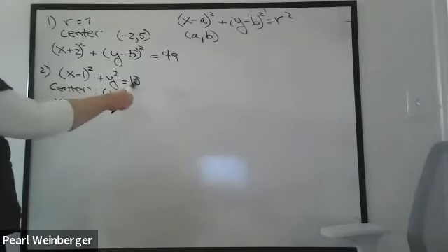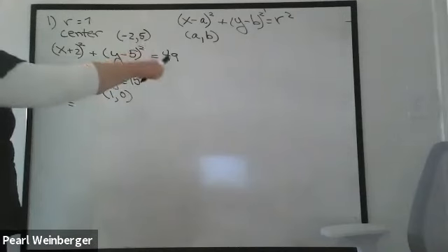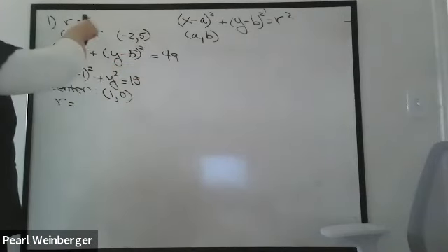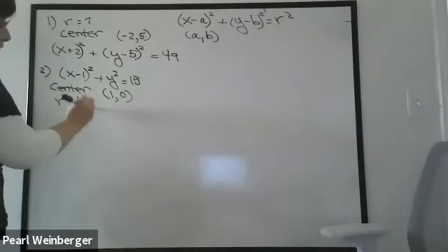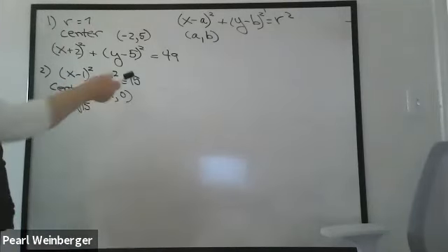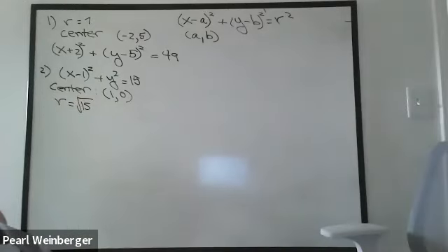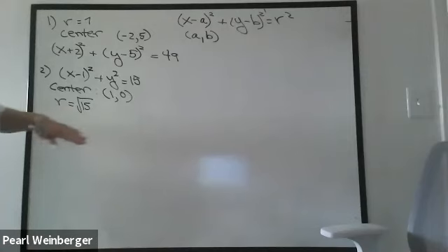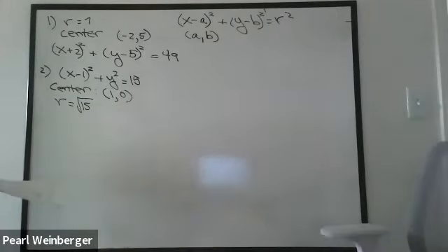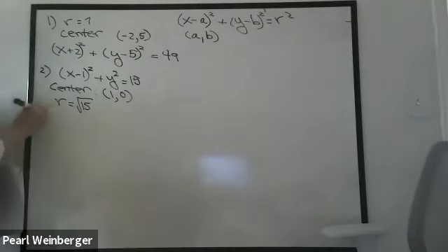The radius of the circle is the square root of this number. In other words, in the first problem this was 49 because the radius was 7. So here the radius happens to be the square root of 15. Usually this number is a perfect square, but if it's not, it would mean that your answer would be in decimals. But you can just leave it in what we call radical form. The radius is the square root of 15. If you checked your answers, these are the answers that you would have gotten.